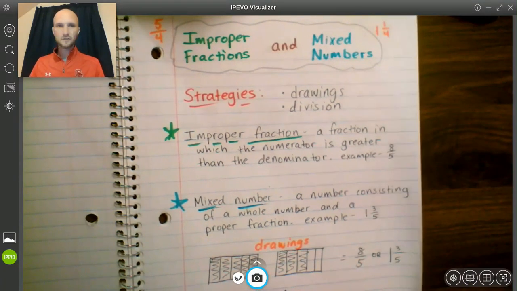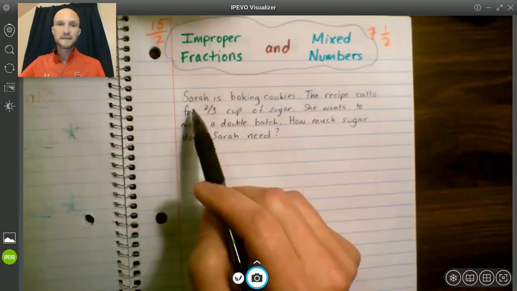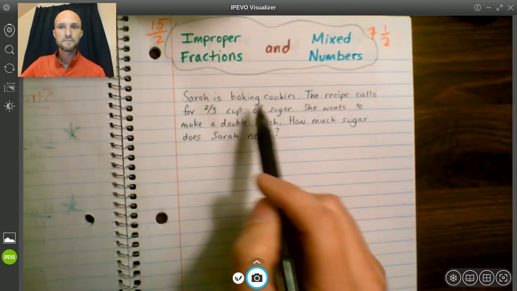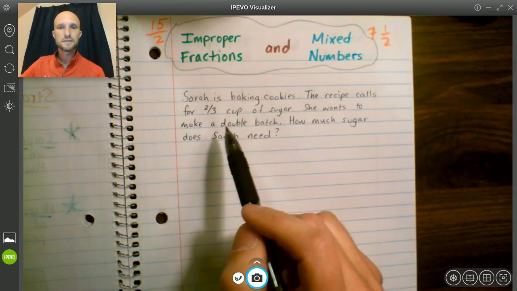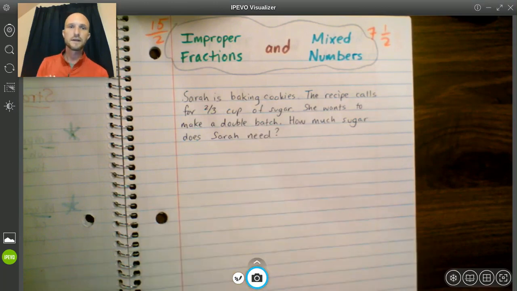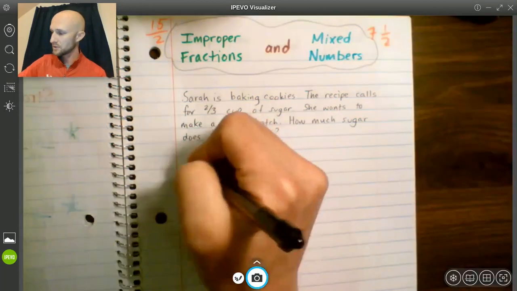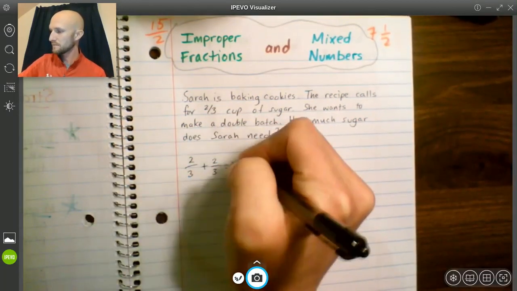We're going to take a look at a story problem here. This problem says that Sarah is baking cookies. The recipe calls for 2/3 cup of sugar. She wants to make a double batch. How much sugar does Sarah need? So I know that Sarah is going to use 2/3 cup twice. So she's going to have 2/3 plus 2/3.